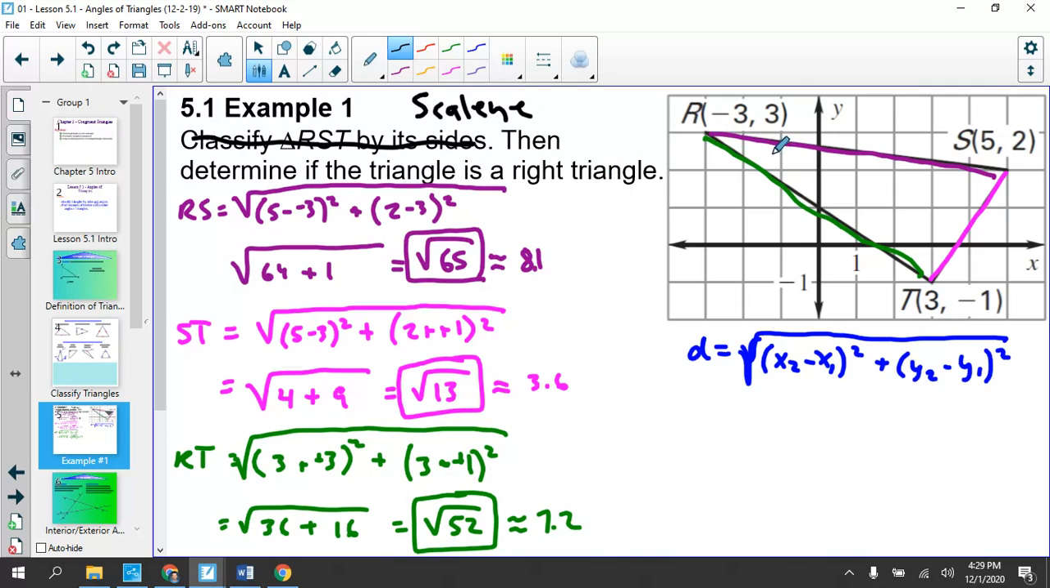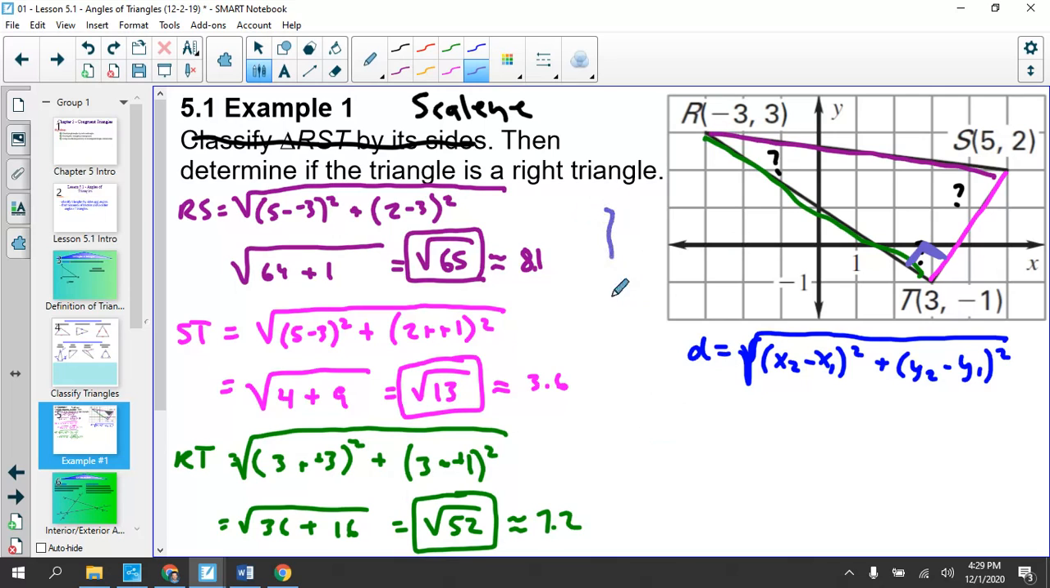Like, how would I confirm whether or not this is a right angle, or this is a right angle, or this is the right angle? This is the one that looks like it might be a right angle. What do I have to look at? I have to look at slopes of the lines, because if lines are perpendicular, if they form a right angle, what would have to be true about the slopes of the lines? They would have to be opposite reciprocals.